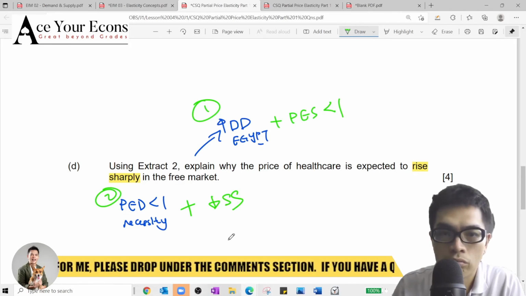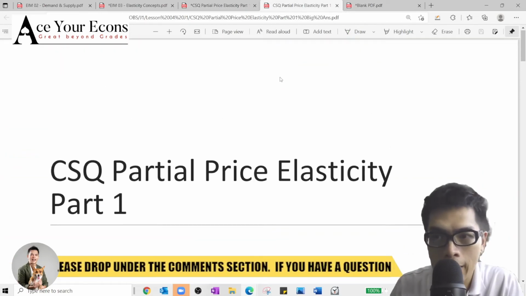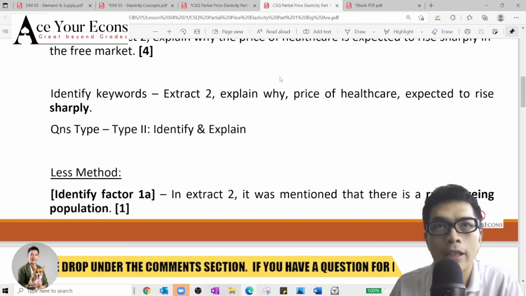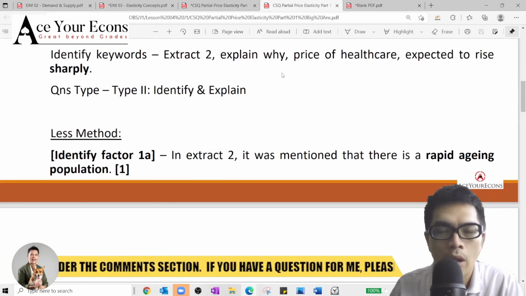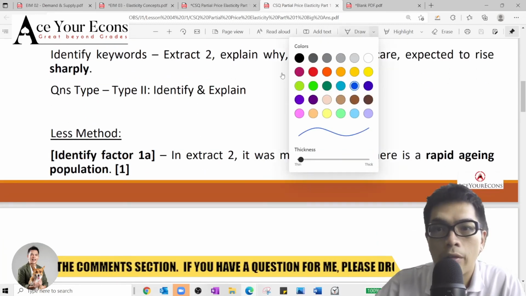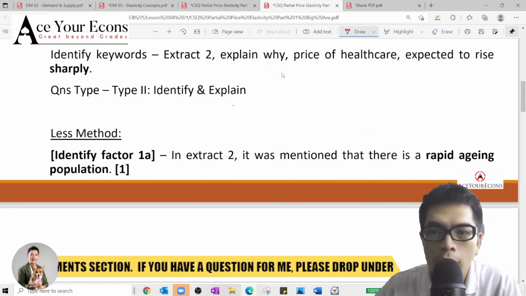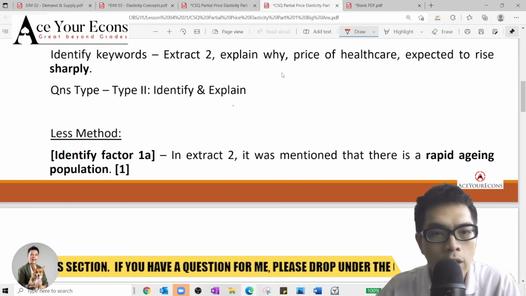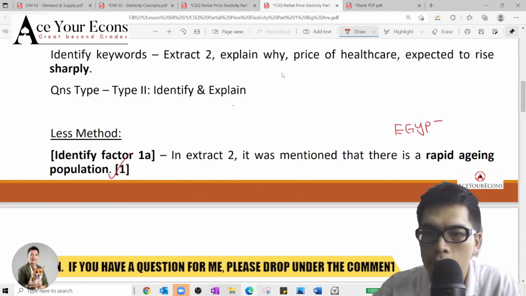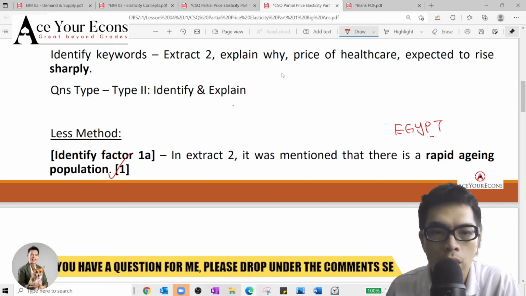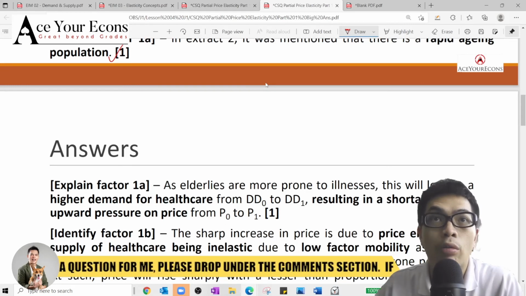With this, let's look at the answer. I've activated the answer key already, but you can join me in correction. If not, you can complete that later on, right after I've gone through. You can see that there's a rapid aging population. This is a demand factor, like what Elijah mentioned, a population factor. The next part is to illustrate a rise, not a sharp rise.